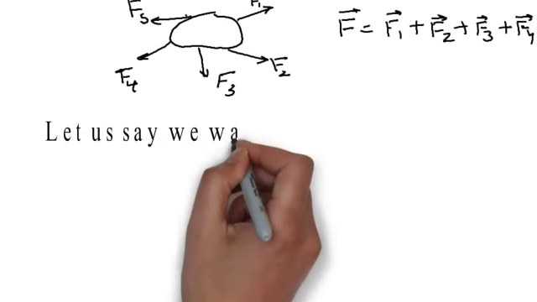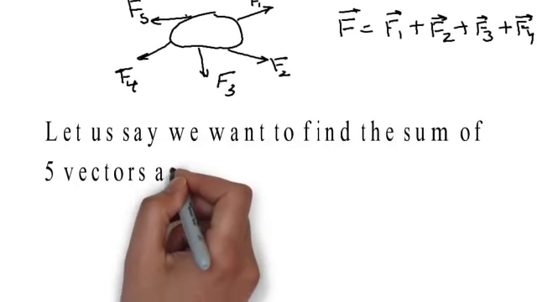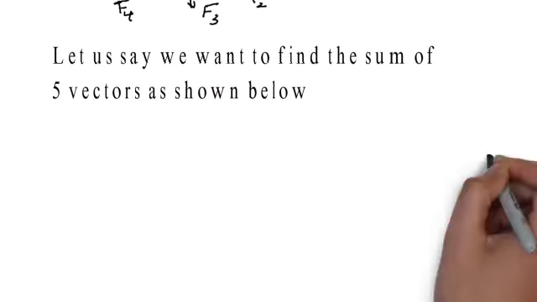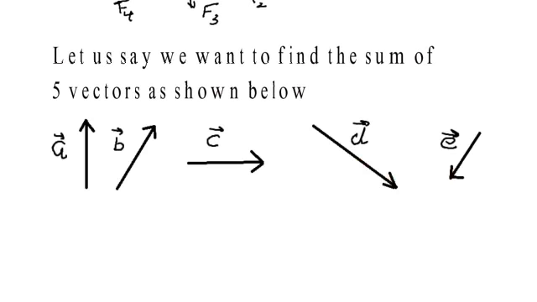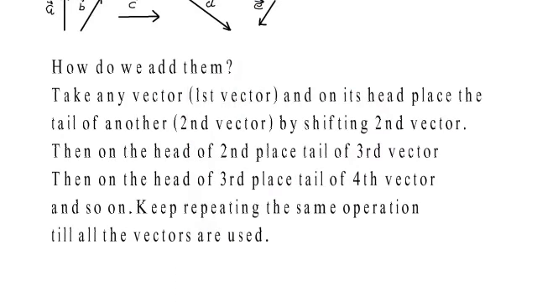Let us say we want to find the sum of 5 vectors shown below. These are A vector, B vector, C vector, D vector and E vector. And we want to find the sum of these 5 vectors. How do we add them? The procedure is as follows.